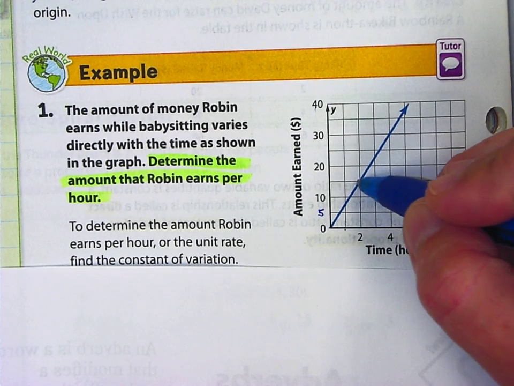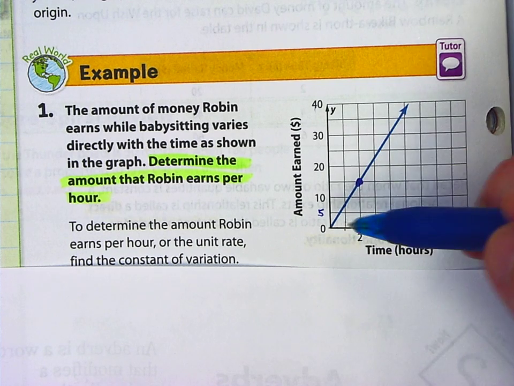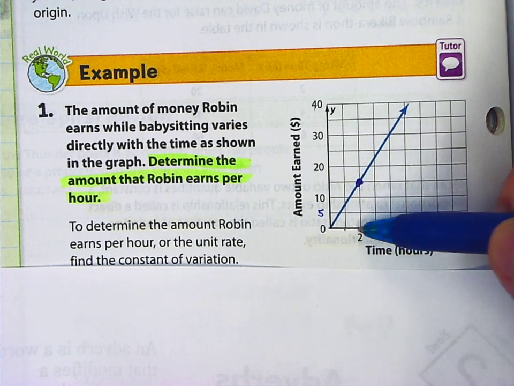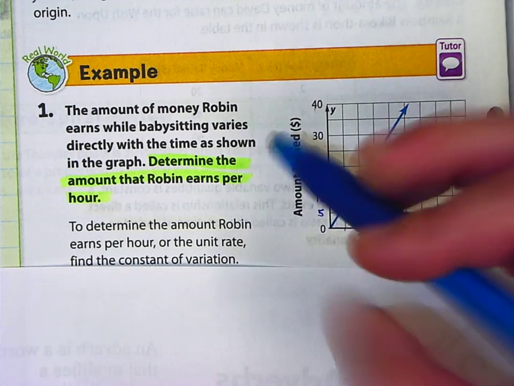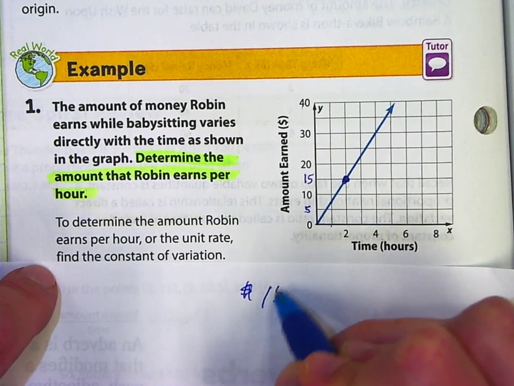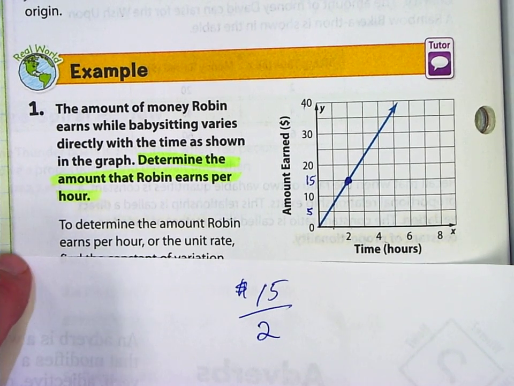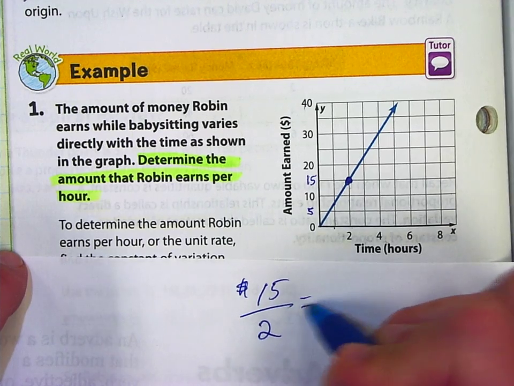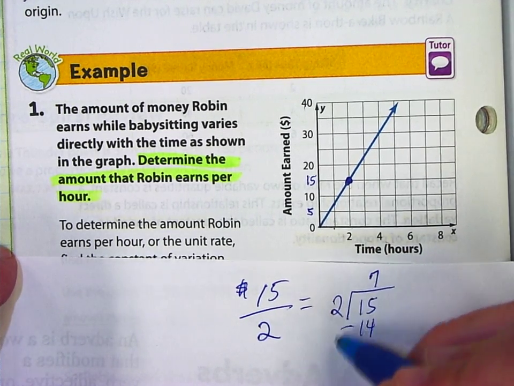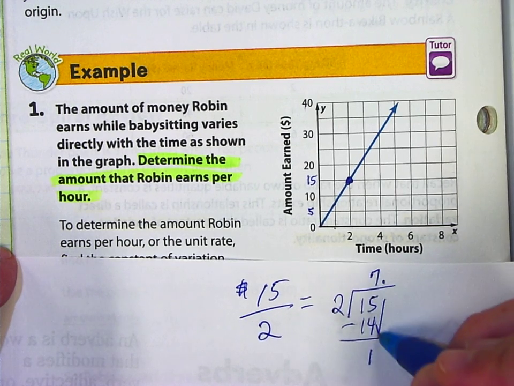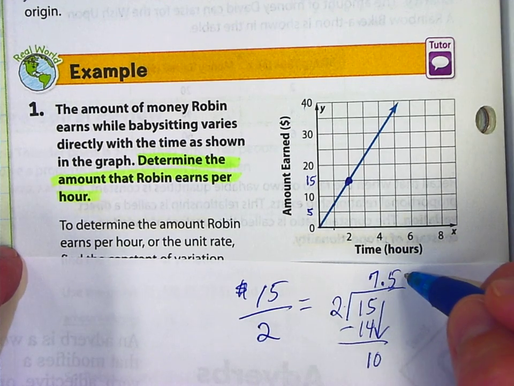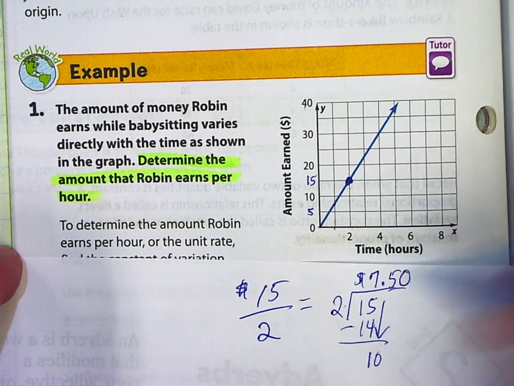So you can use this ordered pair right here. In 2 hours, if you look across here, she makes $15. So she makes $15 in 2 hours, so we would find the unit rate and divide. So let's do that. 2 into 15 goes 7 times. Subtract, and I'm going to add a decimal and bring down a 0, and then 2 divides into 10 5 times. So 7.5 would be $7.50.